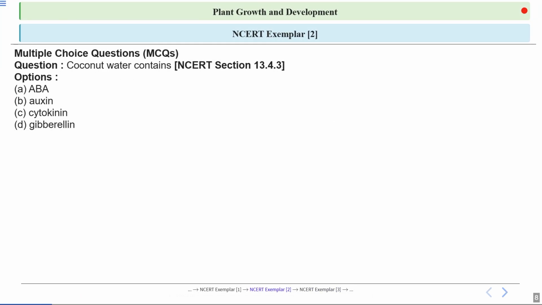Okay, next question is here. Coconut water contains. This question is coming from NCERT section 13.4.3, and the options for this question are as follows. A. ABA, abscisic acid. B. Auxin. C. Cytokinin. D. Gibberellin. Let us see the answer.